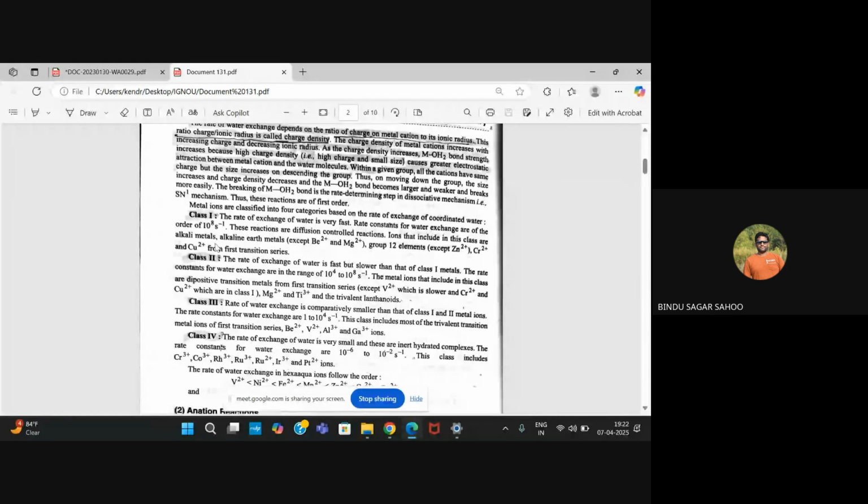You need to remember these things: chromium 2 plus, copper 2 plus, and alkali metals and alkaline earth metals. In class 2, the rate of exchange of water is fast, but slower than class 1 metals. What is the rate constant of class 1? 10 to the power 8. Here the exchange rate will be between 10 to the power 4 and 10 to the power 8.